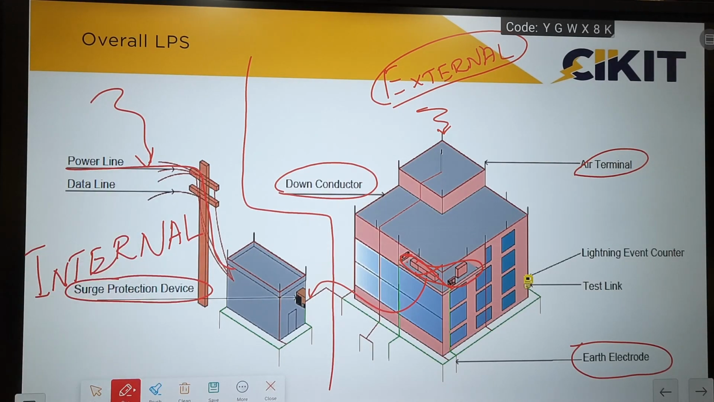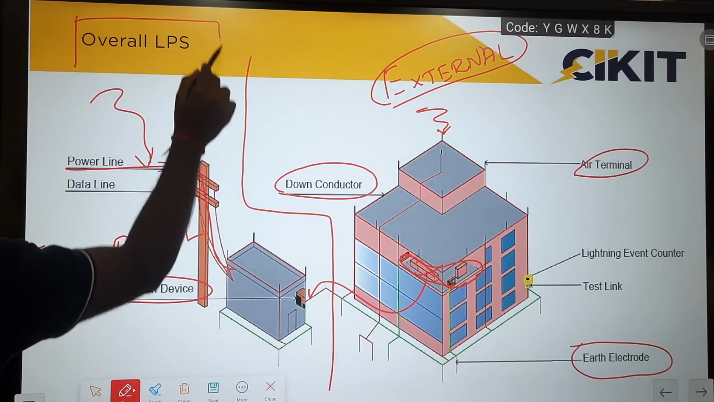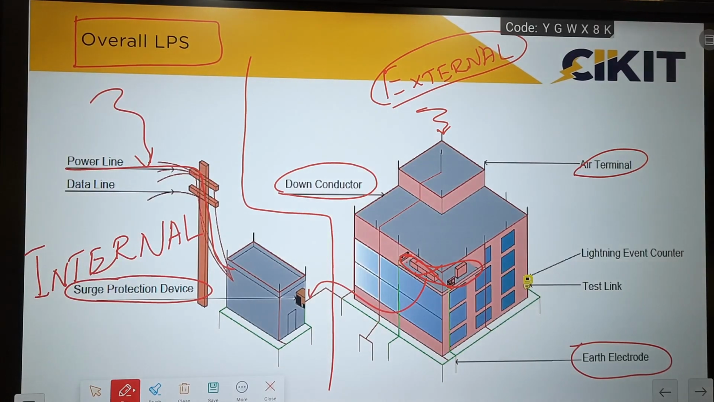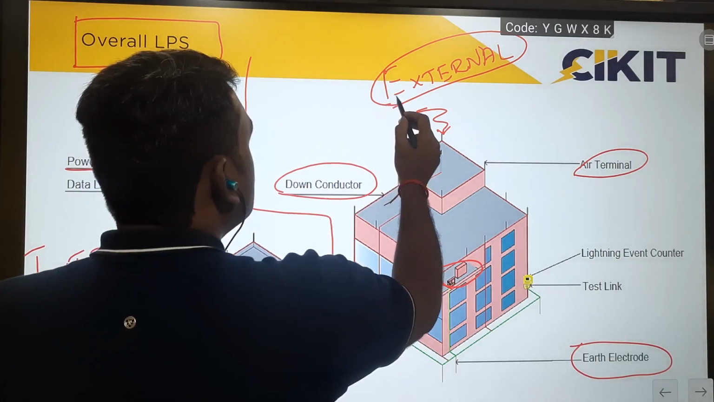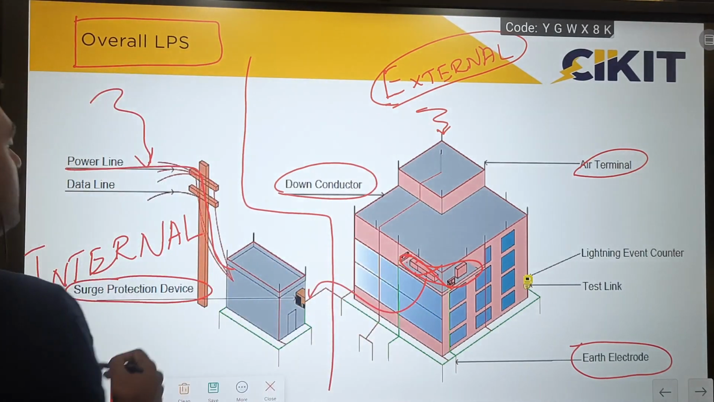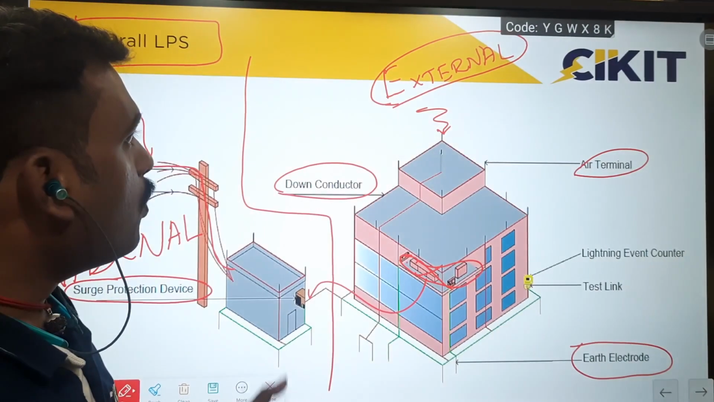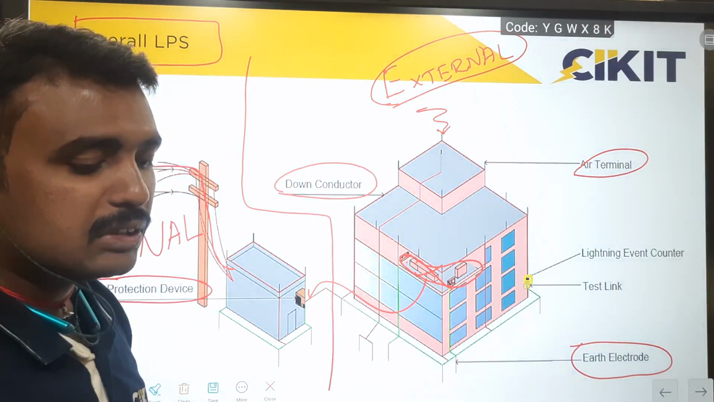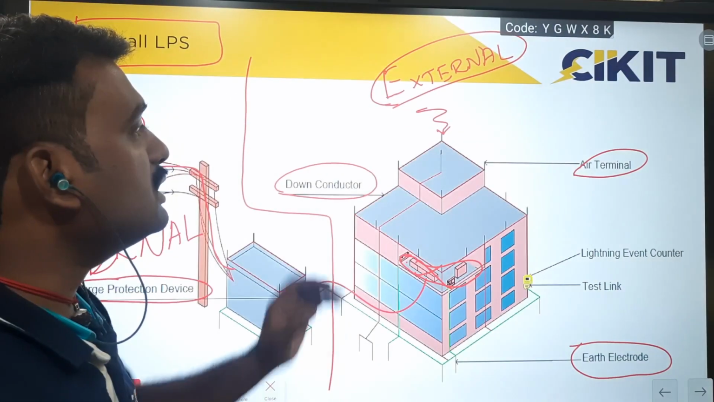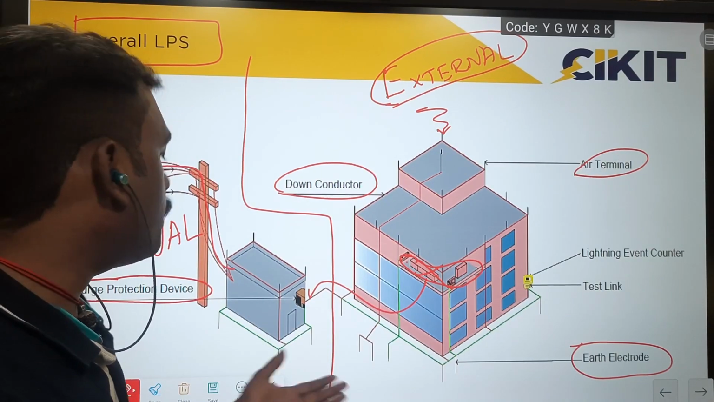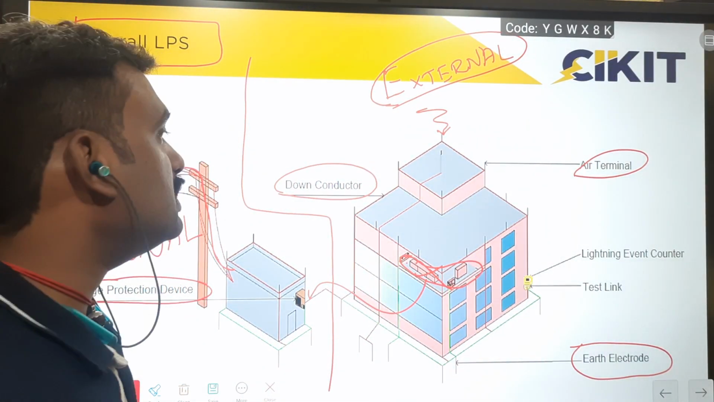So the combination of the external lightning protection system and the internal lightning protection system will provide the overall protection. If I want to provide complete protection, then I have to provide a combination of the external lightning protection system and the internal lightning protection system. Only providing the external lightning protection system will protect the structures alone and it won't protect the electronic equipment inside the building.